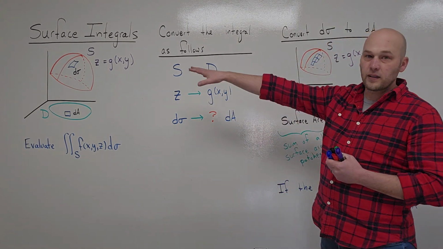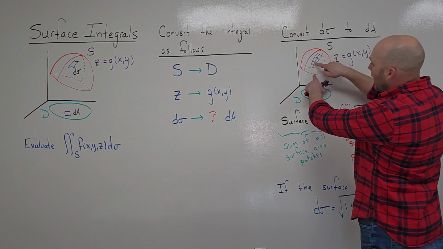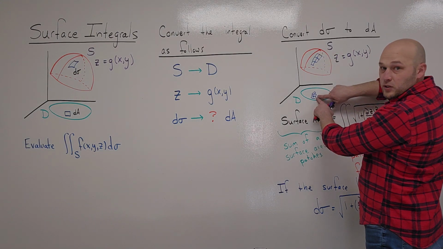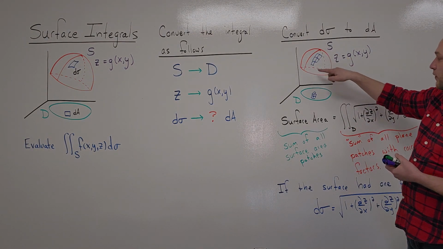So let's figure out what this conversion factor would be. To do that, let's go back to the surface and look at it again. I'm going to put a variety of patches on here, and I'm going to project those down to a variety of patches here. Okay, so we'll come back to that in a second. The surface area of this.